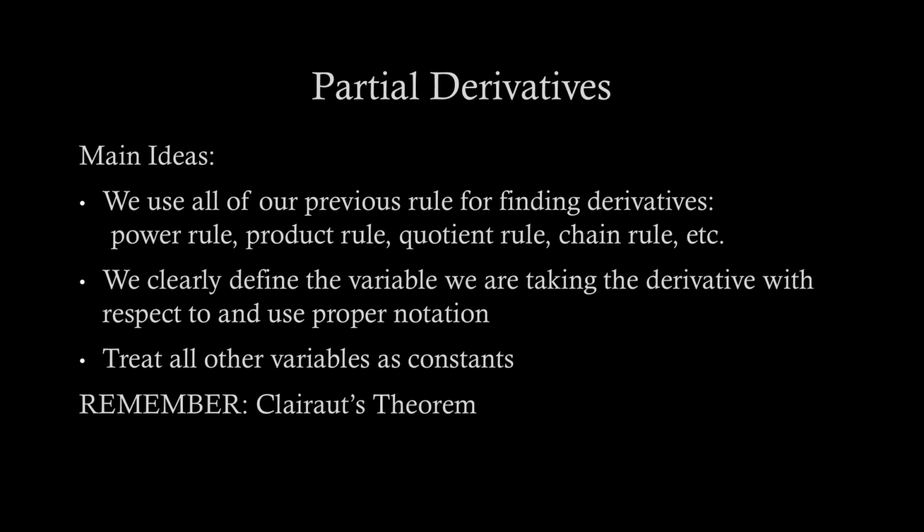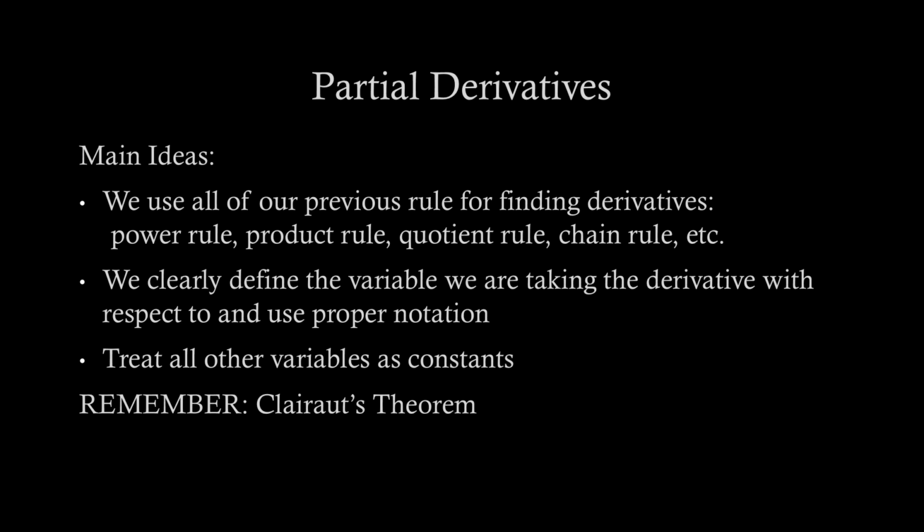So for partial derivatives, the main ideas you want to take away. First, we're going to use all of our previous rules for finding derivatives, meaning the power rule, the product rule, the quotient rule, the chain rule, the trig derivatives, the exponential derivatives, the logarithmic derivatives. We're going to use all of those rules again, and we need to be masters at applying those rules. That doesn't mean that we have to be able to take first derivatives and get the answer correct. What it means to have mastered the skill is to be able to take those derivatives and never get a wrong answer. So there's a little bit of a difference. I'm not saying that you need to get the right answer. I'm saying you need to never be wrong.